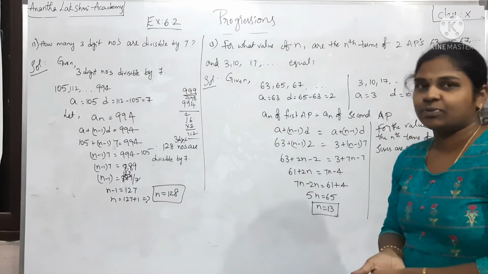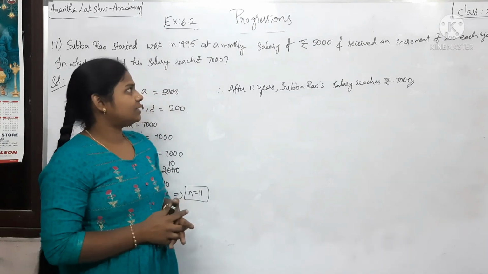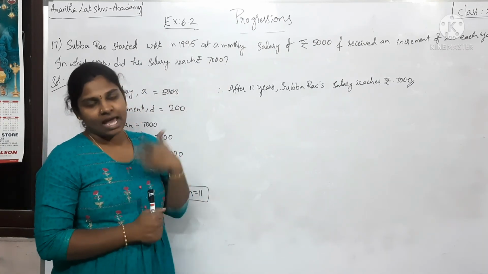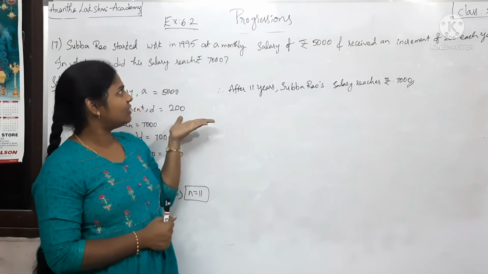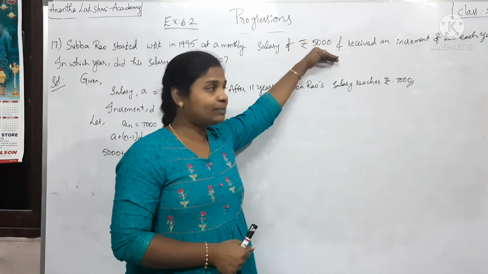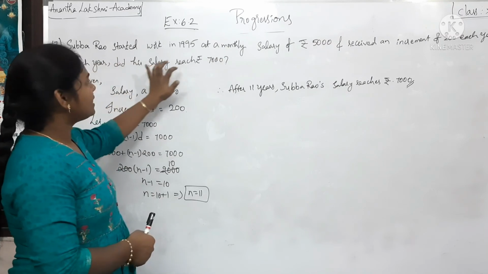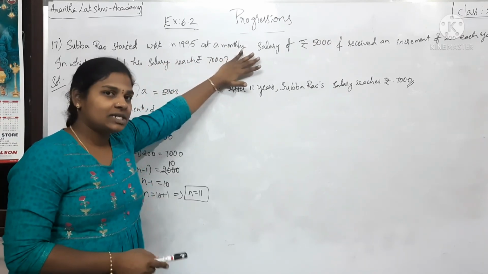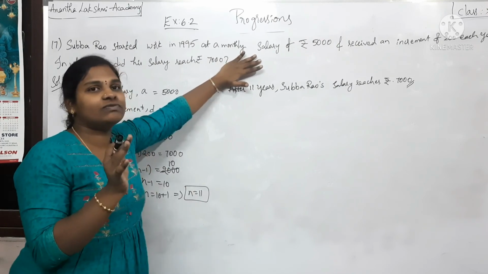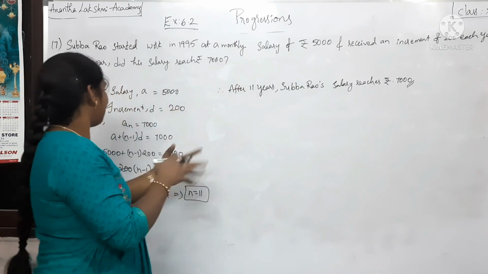Let's have a look at the next problem. So here we have the 17th problem, which is written on the board. It is exactly the same example that I have given you to make you understand the concept, wherein Subbarao's salary is 5,000 per month with an increment of 200 each year. In which year did his salary reach 7,000? I have given the explanation for this problem without starting recording, so I'm doing it again.